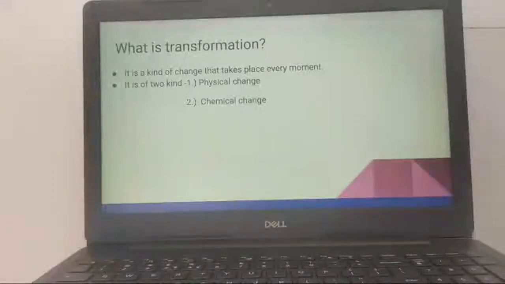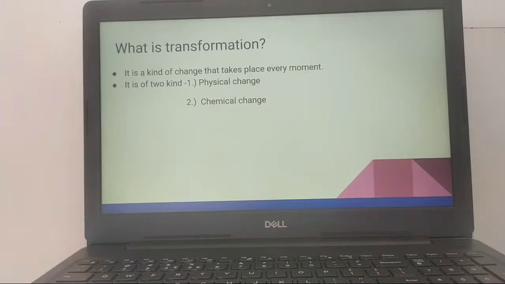Now let's talk about transformation. What is transformation? It is a kind of change that takes place every moment. It means the changes which we see around us from morning to evening. The meal which is cooked, when it is raw, you cannot eat it. When it is cooked, it can be eaten. That means there is some transformation taking place in it.